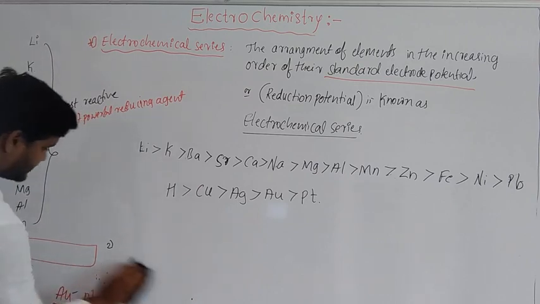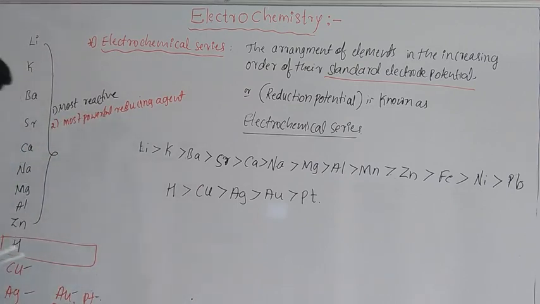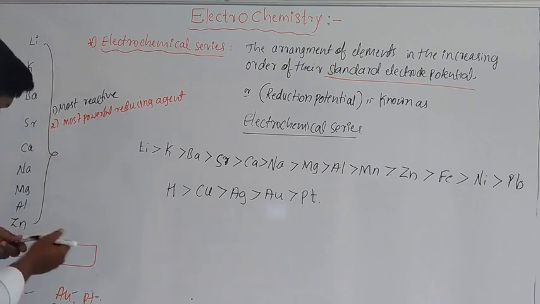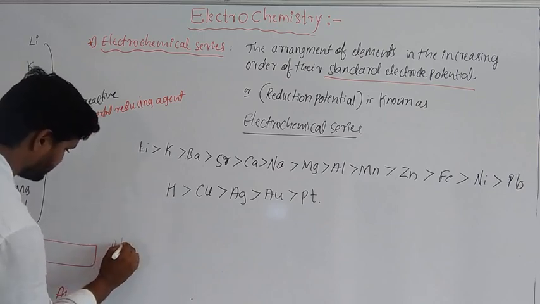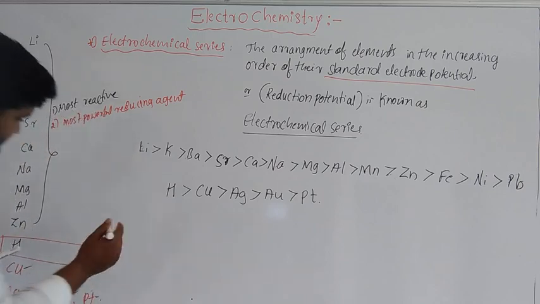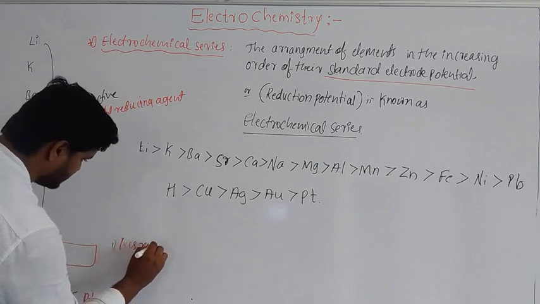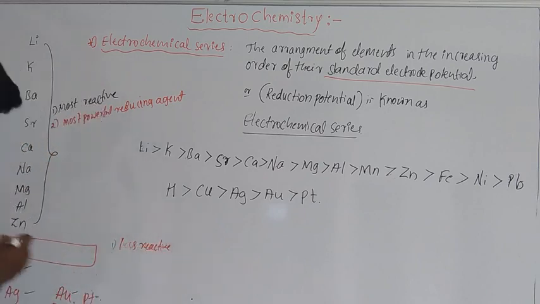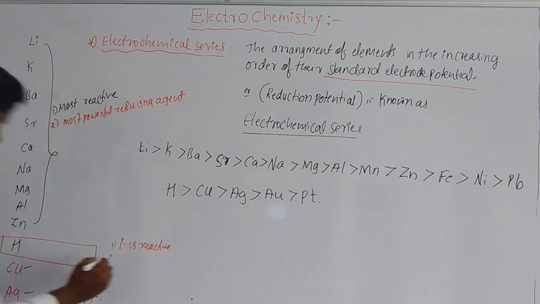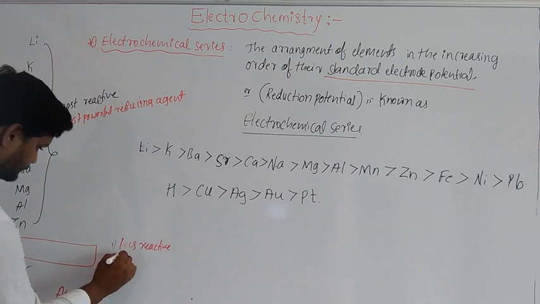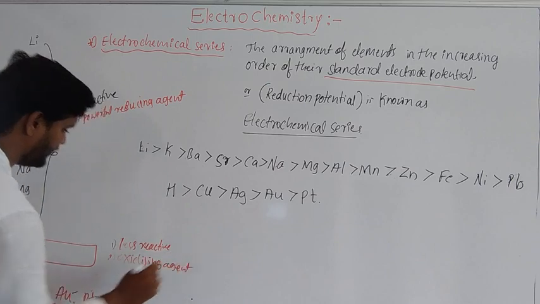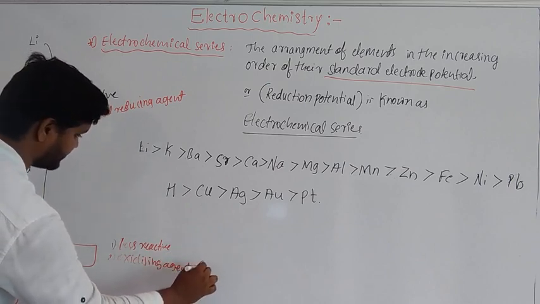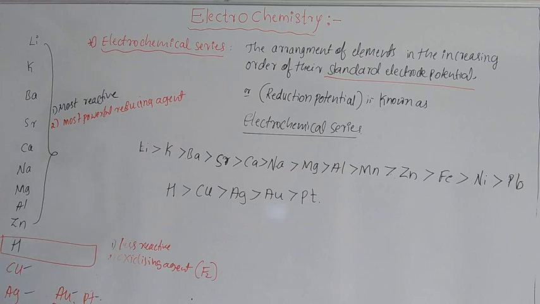First one: the elements or metals present below the hydrogen are less reactive. And next one, student, the second one, they are oxidizing agents. They are oxidizing agents, meaning the most powerful oxidizing agent. For example, F2, fluorine. Fluorine is the most powerful oxidizing agent.